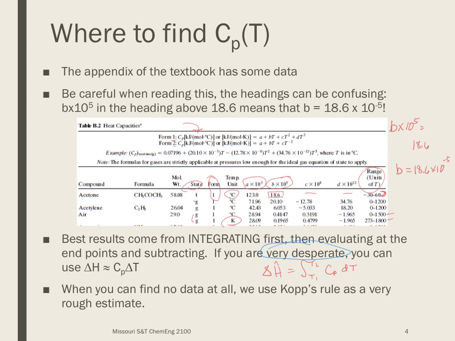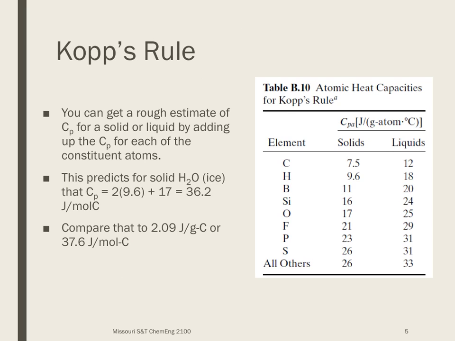Sometimes we're even more desperate than that, and we have no data at all. Maybe it's a new compound that hasn't been fully studied yet, and we're trying to get some approximate answers. Maybe you're just trying to do a quick estimate for something. There is something called Kopp's rule that can provide a very, very rough estimate. Table B.10 is what you need to be able to do Kopp's rule.